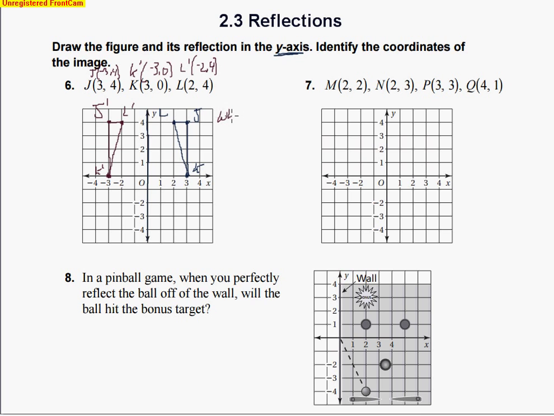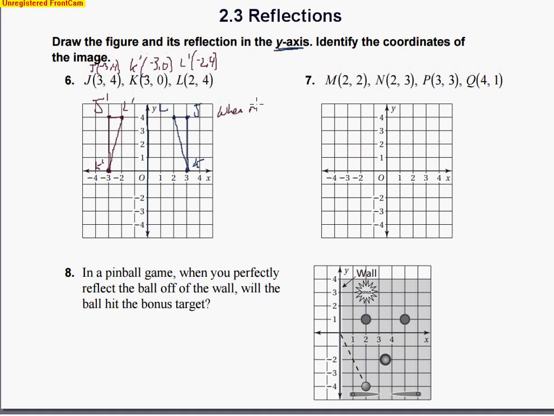So we'll say that when reflecting across the y-axis, the x value changes to its opposite sign. Well, let's take a look at the next one, see if it does the same thing.